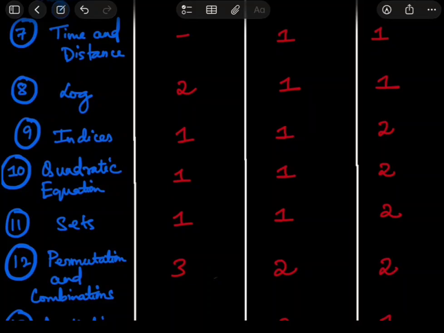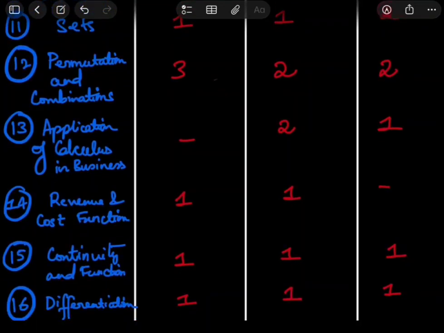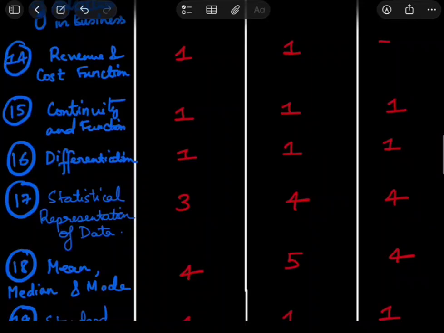Then we have sets, in which they generally ask 1 question or maybe sometimes 2, and in permutation and combination they have been asking 2 to 3 questions in each term. We have application of calculus in business, in which they have been asking 1 to 2 questions and sometimes no question at all. And in revenue and cost function, they have asked 1 question. Then in continuity and function, they have been asking at least 1 question in each term. Then we have differentiation, in which they ask 1 question in each term. Till here is the maths portion, which comprises 20 questions. So they asked you 20 questions from the maths part and 30 questions from the statistics part.